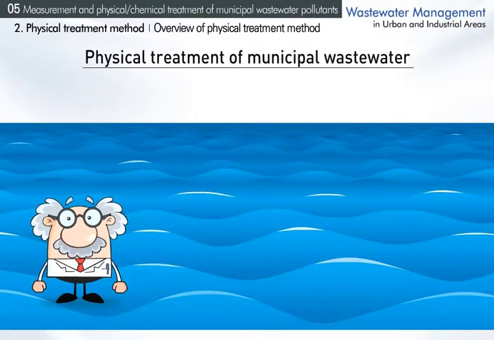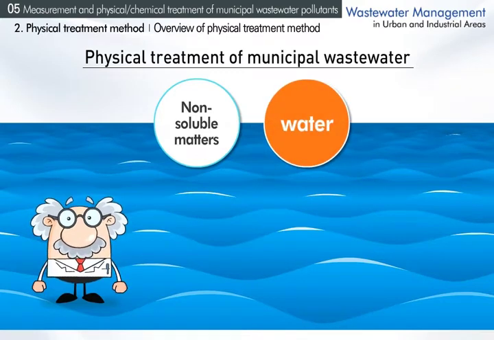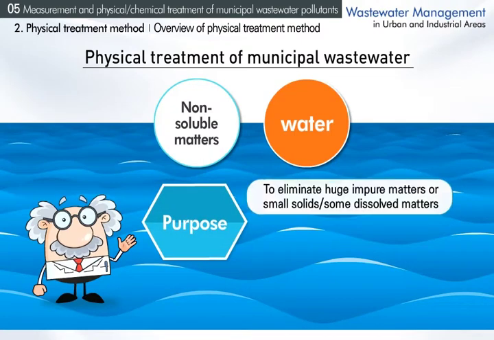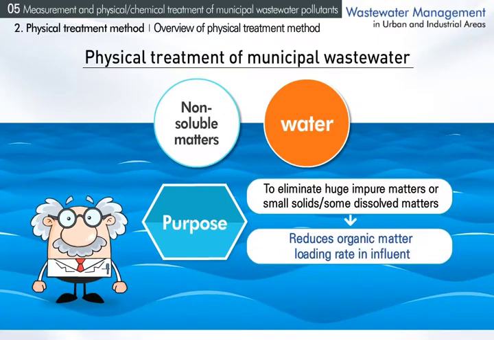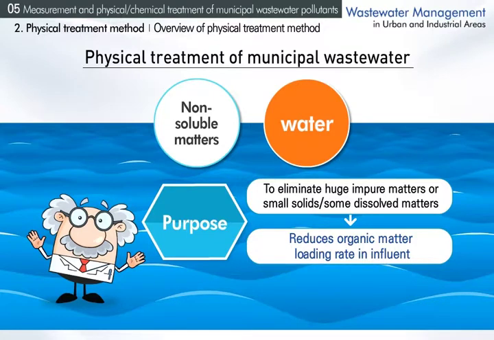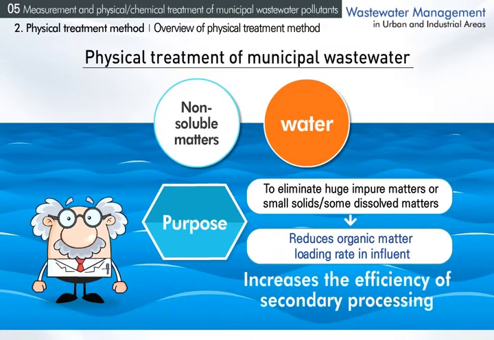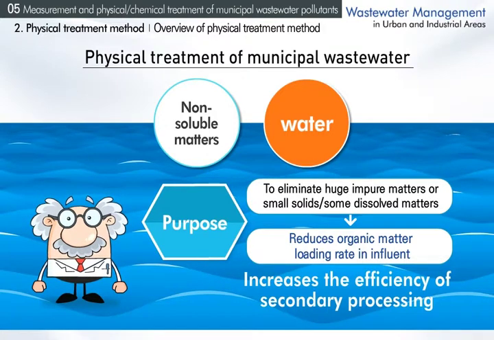The physical treatment of municipal wastewater is usually separating non-soluble matters in wastewater from water. By eliminating huge impure matters or small solids or some dissolved matters, it aims to reduce the loading rate of organic matter in influent as much as possible. Through this, it can also increase the efficiency of secondary processing that includes the later biological treatment process.